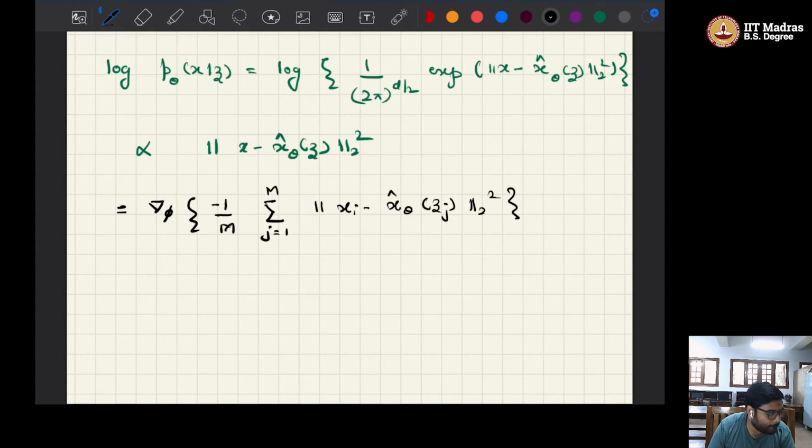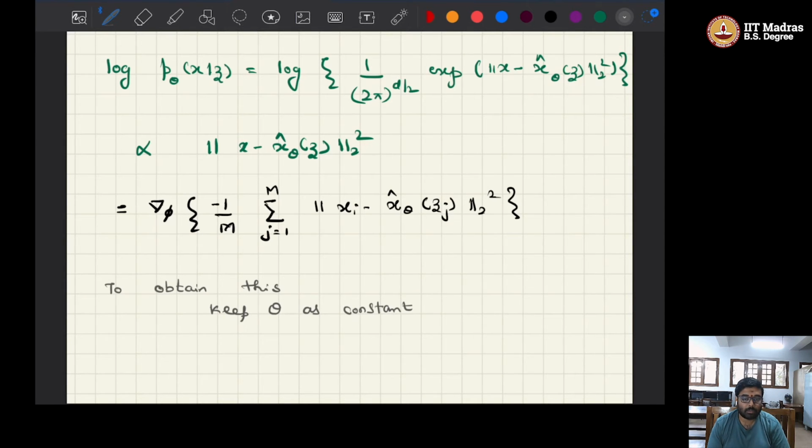Now to obtain this, what we will do is keep the parameters of the decoder, which is theta, as constant.